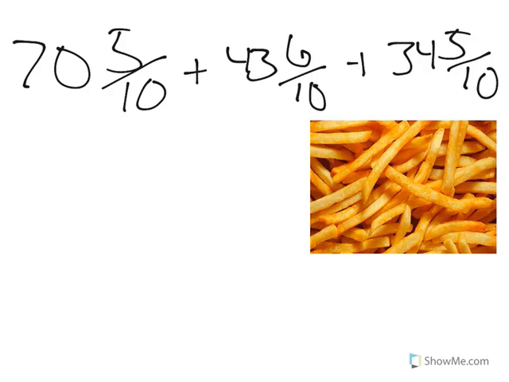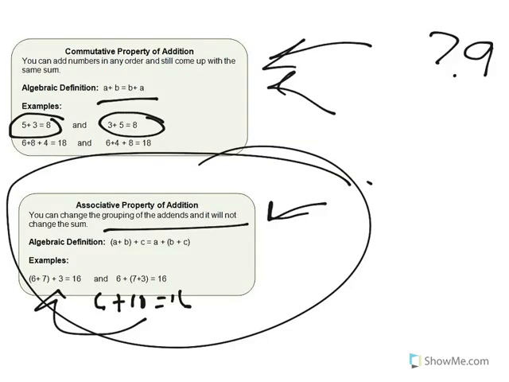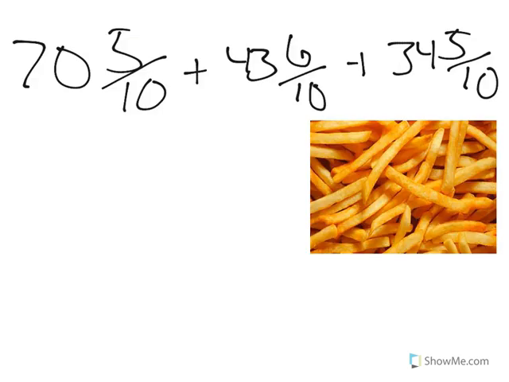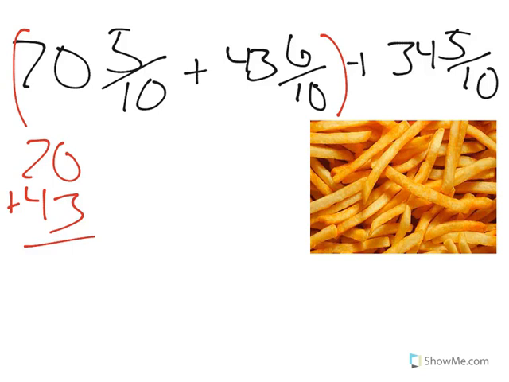So what I'm going to do first, me personally, I'm going to get rid of the big numbers first. And this is what they're saying with the associative property here, I can put parentheses anywhere and it wouldn't matter. So I can put parentheses right there and right there. And so I would go 70 plus 43. 0 plus 3 is 3, 7 plus 4 is 11. So 113, and then 5 tenths.